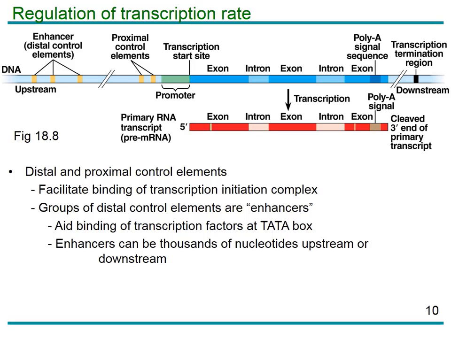These groups of distal control elements are called enhancers. These enhancers, again, aid the binding of transcription factors, and these enhancers can be thousands of nucleotides upstream or downstream of the TATA box. They can even sometimes be found within the introns of our DNA that's going to be transcribed. Our proximal control elements are adjacent to the promoter, and we see molecules such as repressors that can bind to these same regions. So these proximal control elements can have molecules that bind to facilitate transcription. They might also have repressors that bind to suppress transcription.